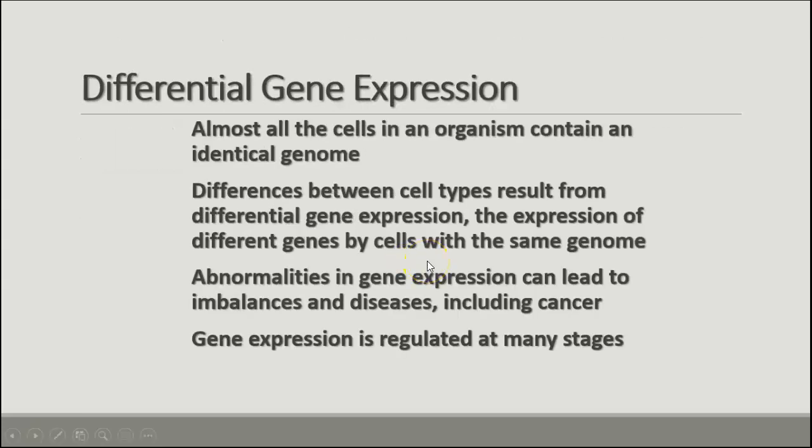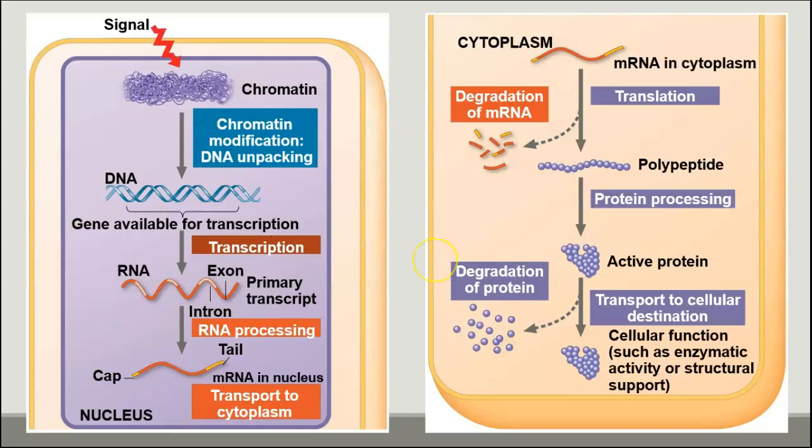So big thing is that once again, all of the cells have the same genome, but of course you don't want all of the genes expressed in every single kind of cell. And of course those can lead to imbalances and all kinds of diseases and things like that. And so there's a lot of regulation of expression throughout the life of the organism, starting in the embryo. So big thing is there are lots of different things that can happen here.